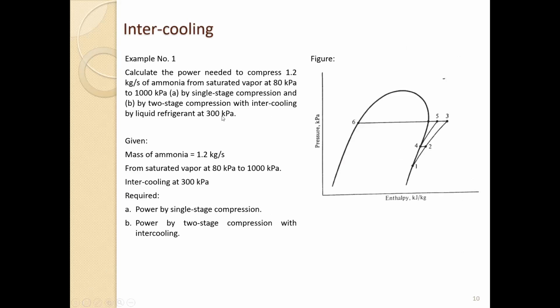Sample number 1. Calculate the power needed to compress 1.2 kg of ammonia from saturated vapor at 80 kilopascal to 1000 kilopascal. A, by single-stage compression, and B, by two-stage compression with intercooling by liquid refrigerant at 300 kilopascal. So given the mass of ammonia is 1.2 kg per second, from saturated vapor at 80 kilopascal to 1000 kilopascal. Intercooling is at 300 kilopascal. Required: A, the power by single-stage compression; B, the power by two-stage compression with intercooling.